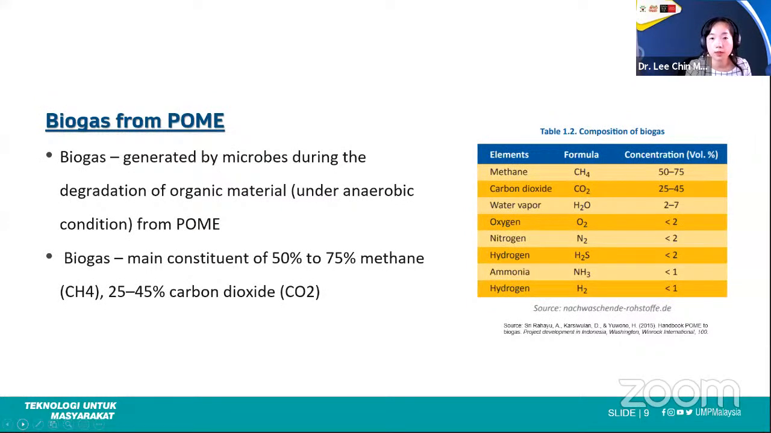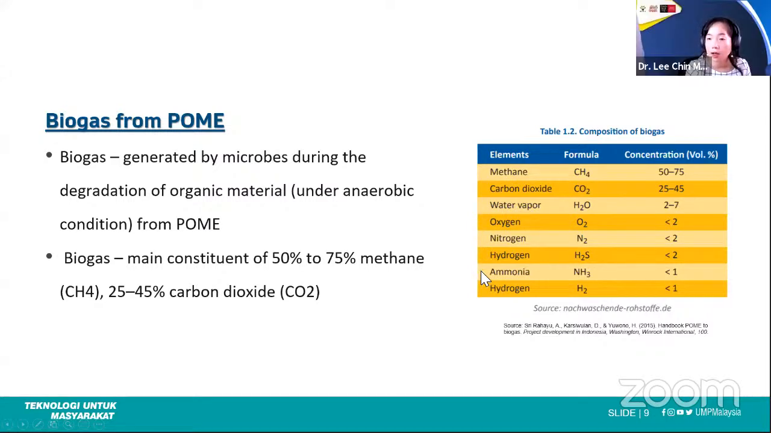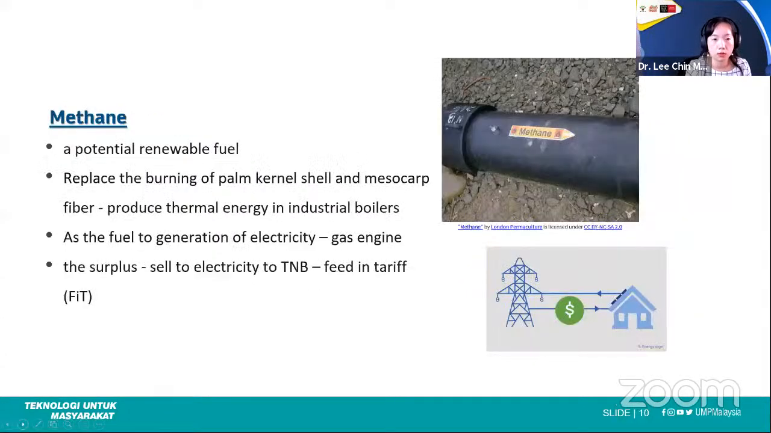So if you look at the biogas, it is generated by microorganisms during the breakdown of the organic materials from POME. The main constituents of the biogas are methane, carbon dioxide, water, and low amounts of oxygen, nitrogen, hydrogen sulfide, ammonia, and hydrogen. So this methane is a potential renewable energy to replace our dependency on fossil fuel.